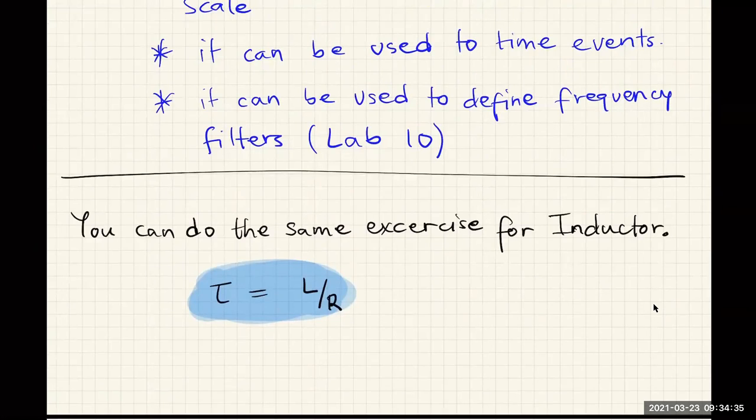Now I showed you an example for the capacitor, but you can do the same exercise for an inductor. The difference you'll notice is that the time constant in this case will be L over R. So the differential equation will be of a slightly different form for the voltage. But if you look at the voltage response of the capacitor and the current response of the inductor, they will have a lot more similarities.